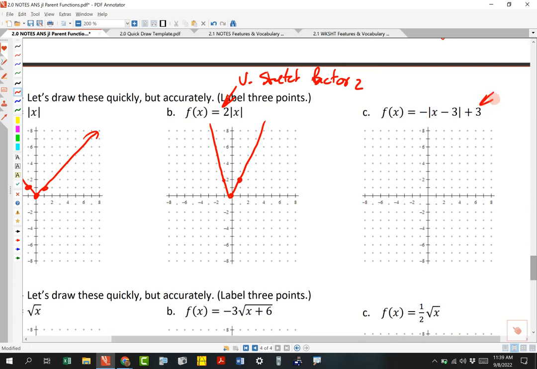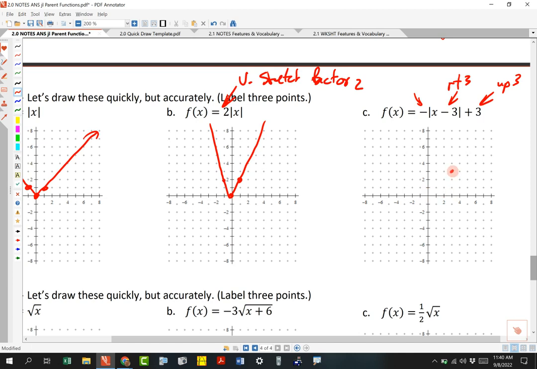Mason, what does that 3 do on the end? That's gonna move the whole thing up by 3. Up by 3. Andy, what does that -3 do? Inside, yep, it moves it right. Right 3. Luke, what does the negative do? Flips it. Vertical flip. So we're going to move this to the right 3 and up 3. So that's going to be the vertex.